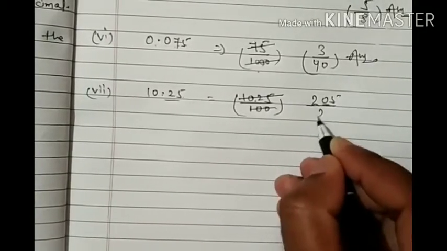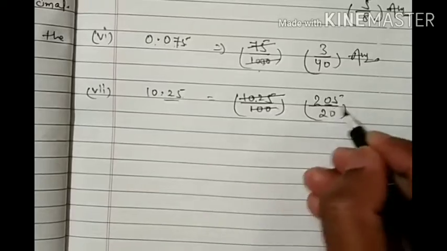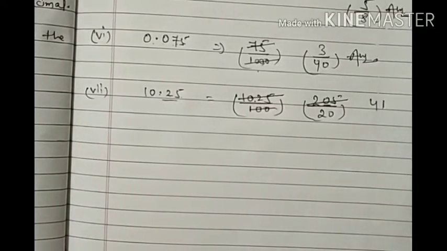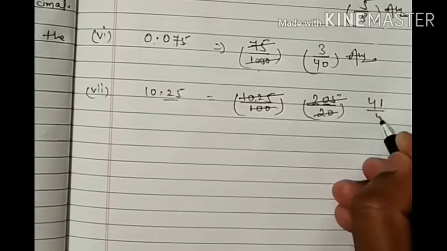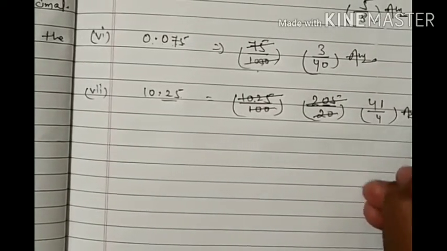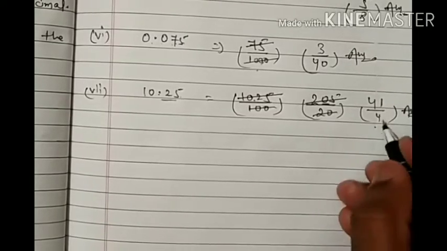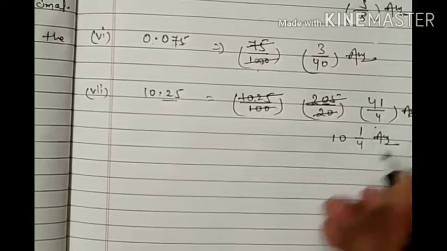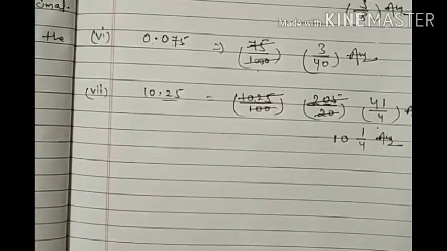And 5 twos are 10, divided by 20. Again we can write 5 fours are 20. 5 ones are 5 and 5 fours are 20. 41 by 4. This can be the answer, but we can write it as a mixed fraction. That is, 4 tens are 40. 10 integer 1 by 4 is the required answer. I hope it is clear. Let's see one more question like it.